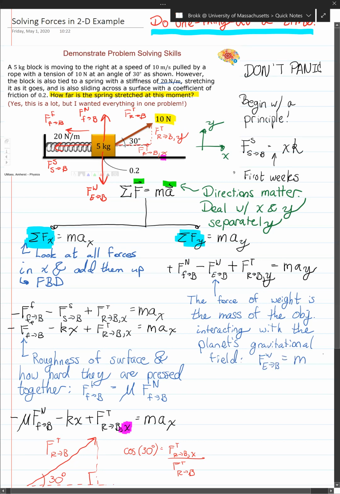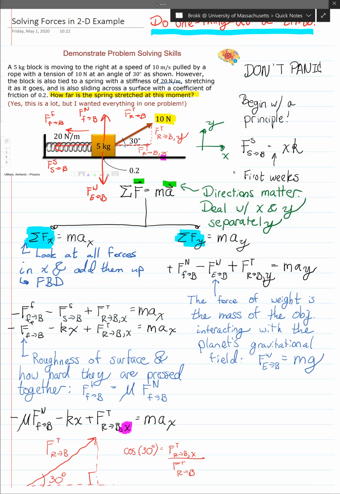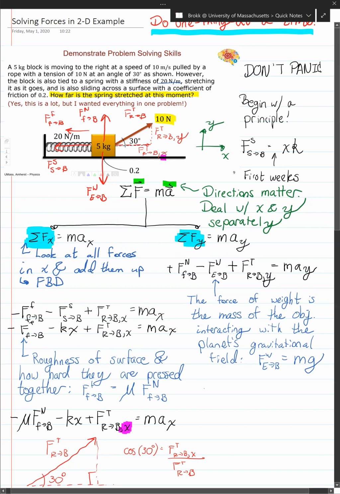So the formula will be mg when we translate that into mathematics. So that leaves us with force normal, floor on box, minus mg plus F_T rope on block in the y is m a_y. The next thing to maybe deal with is this little y subscript here.